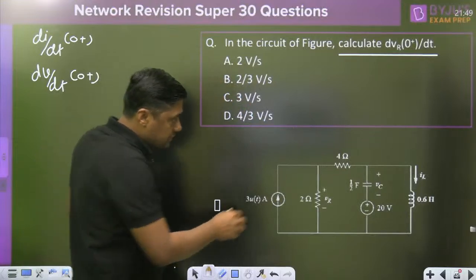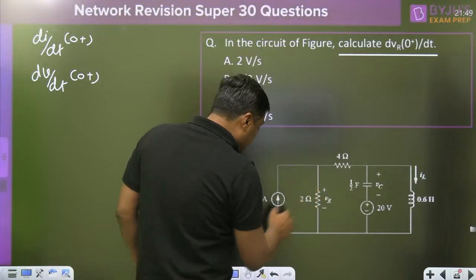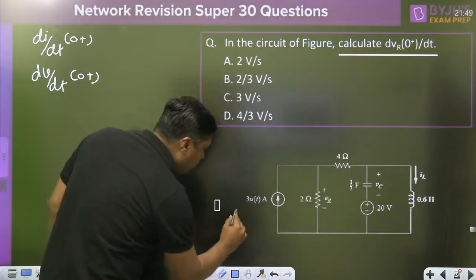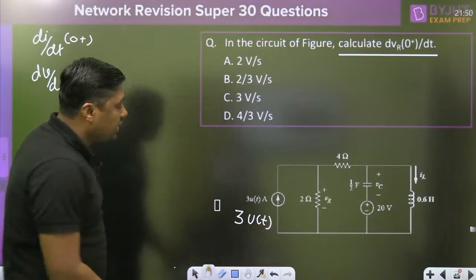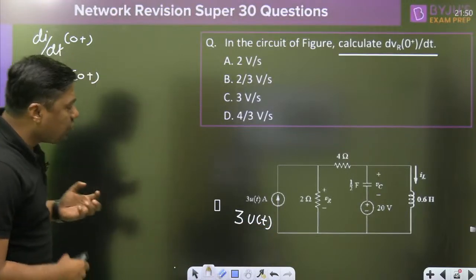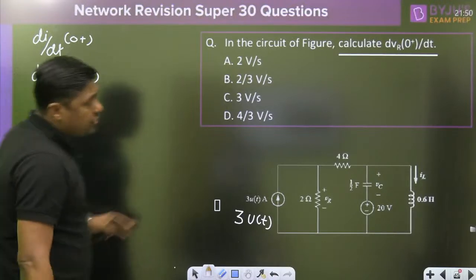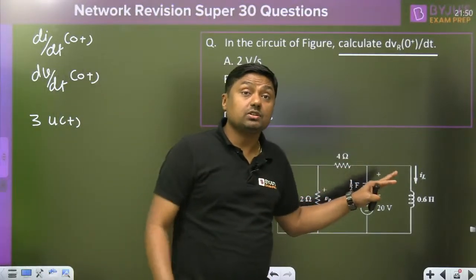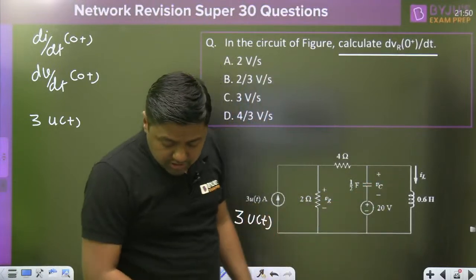This is the voltage V, and we have to find the change. This is the 3u(t). It is visible to you, yes or no? No problem, this is the 3u(t). So first of all, what is the meaning of 3u(t)? Here no switch is given. This is a very important question. So no switch is given means what?